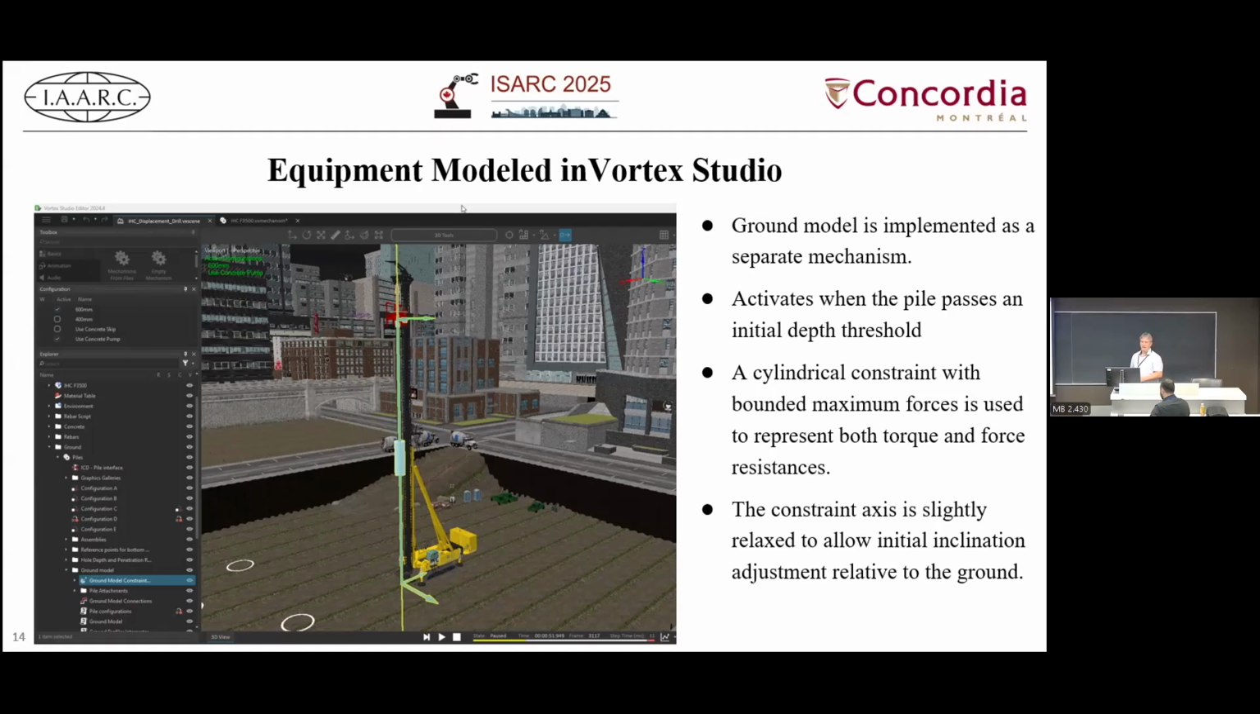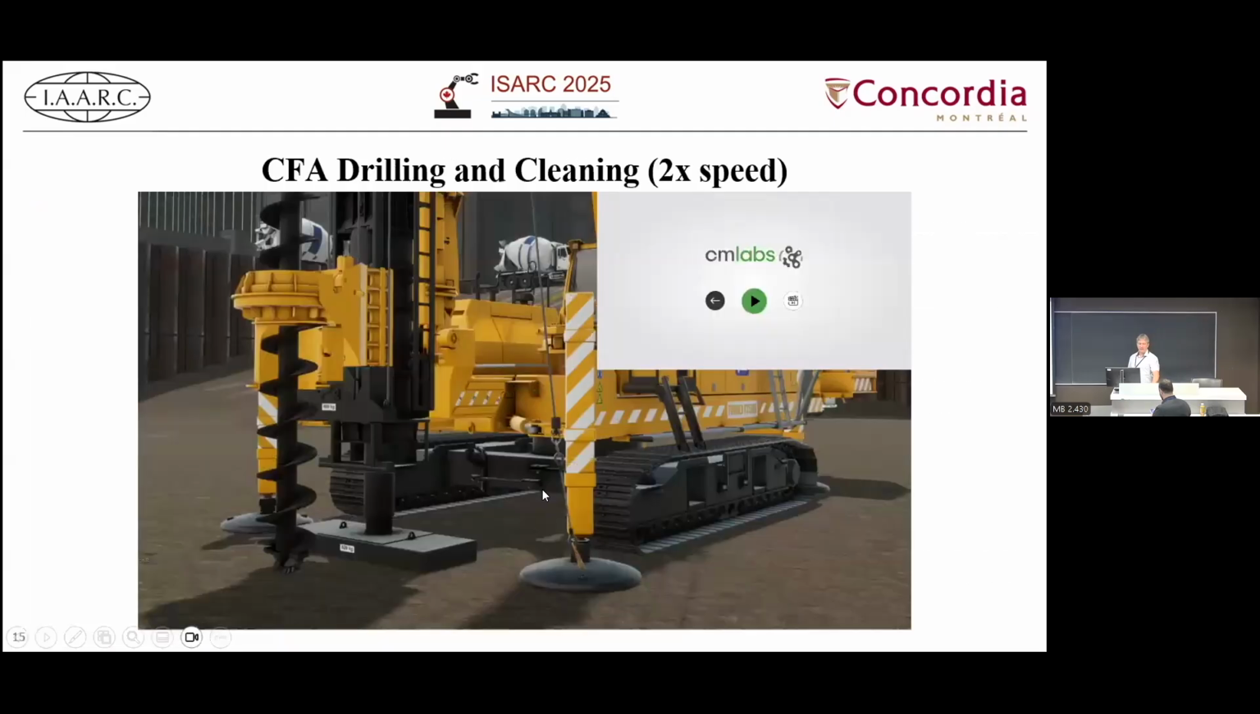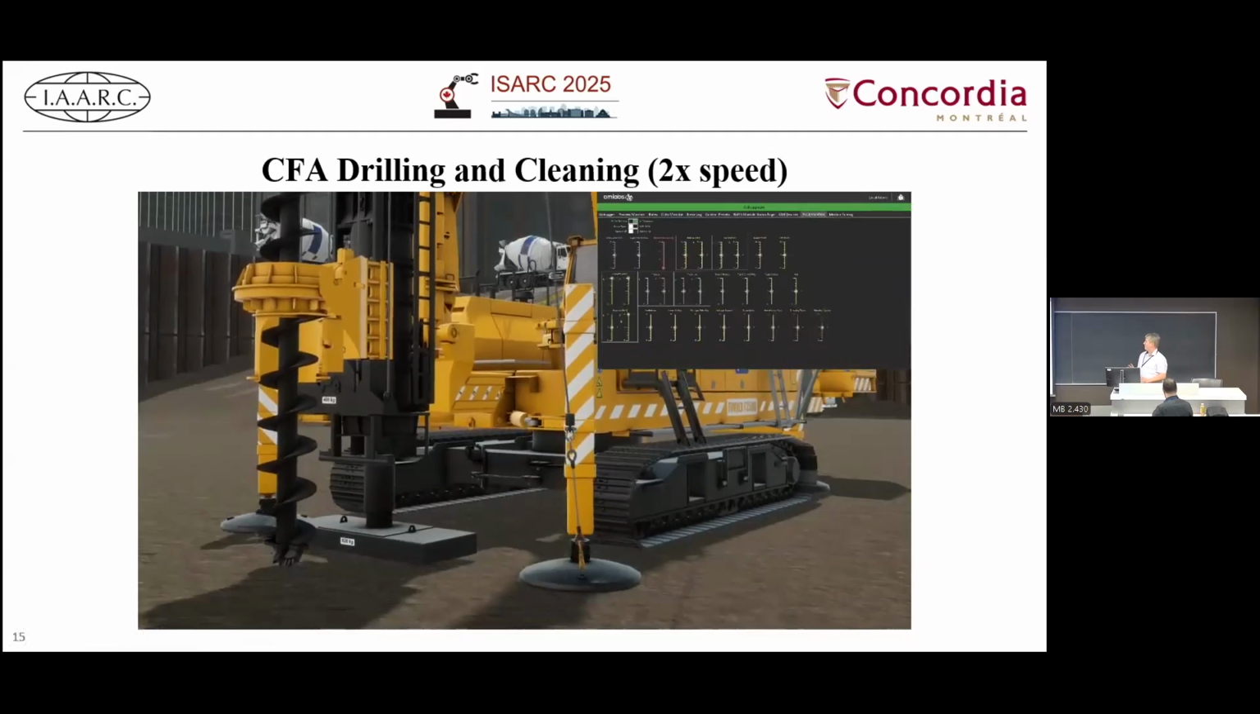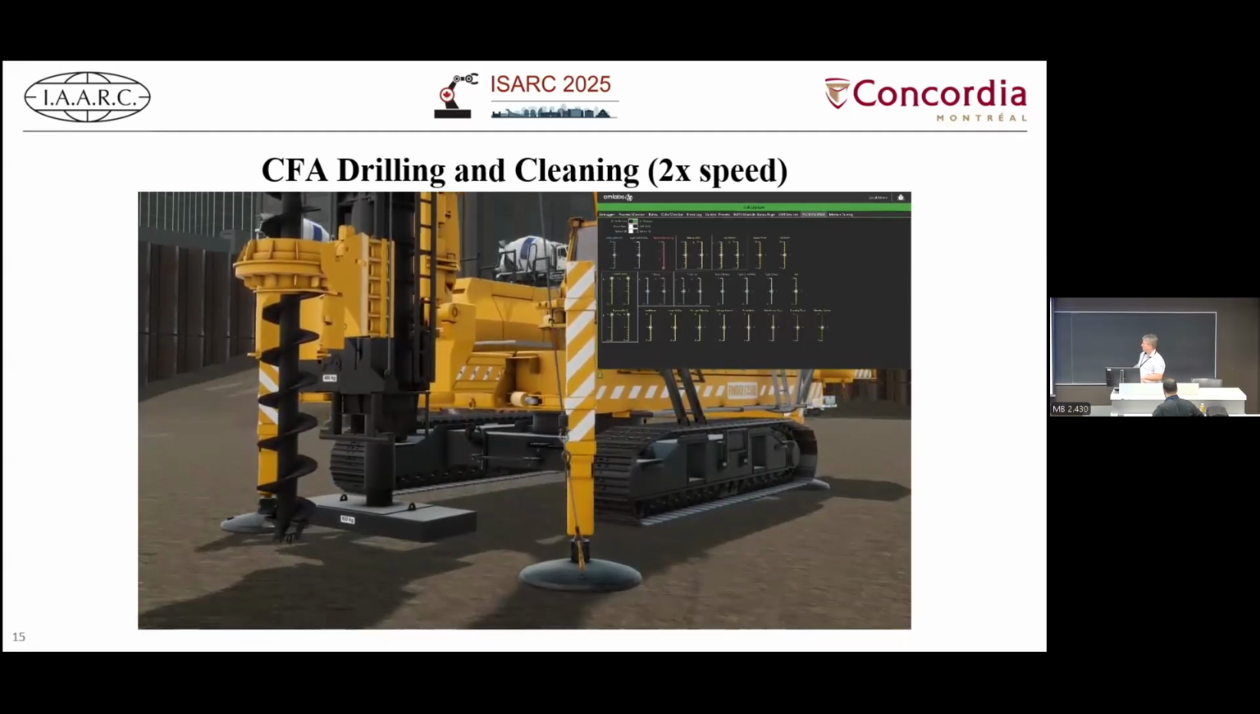So what you can see here on the next slide is the equipment model in Vertex Studio. The forces which I talked about earlier were realized through a constraint in the system. The constraint is just shown here by this cylinder, and it was also slightly relaxed to allow inclination relative to the ground. And here at the end, I have a video showing the equipment in action. Now the outriggers are deployed. You can also see that the leader base is also deployed, so it keeps the machine stable during the operation.